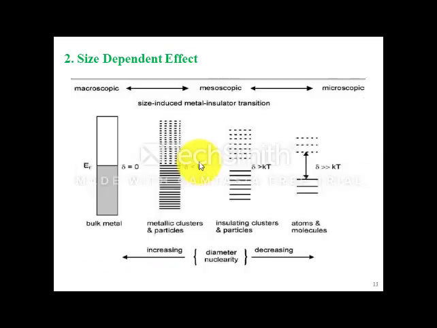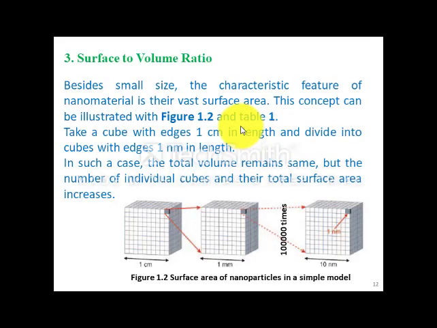So this is the second effect, the quantum confinement effect. Here we can see this is macroscopic, this is mesoscopic, and this is microscopic. And this is bulk material where the density of states increases, and in small molecules the density of states is decreasing. Again here we will explain the surface area, how to calculate the surface area, and we will try to explain the surface area to volume ratio.